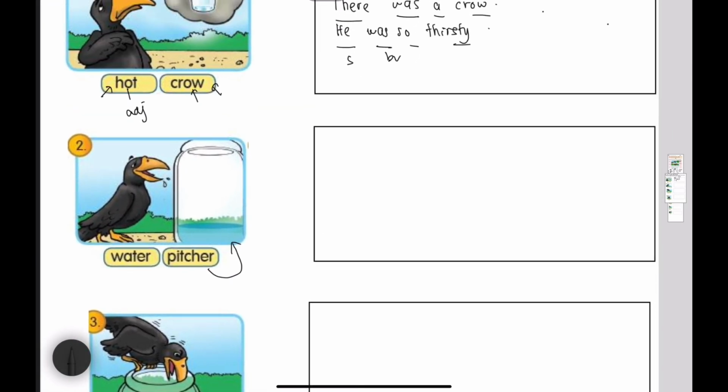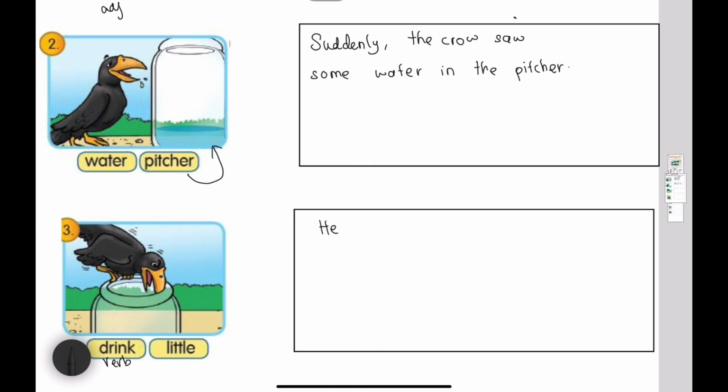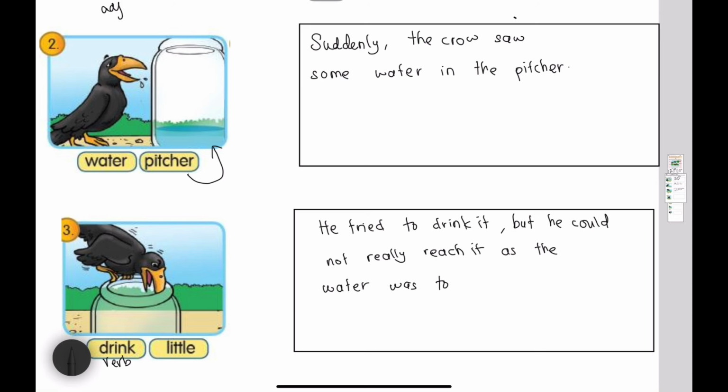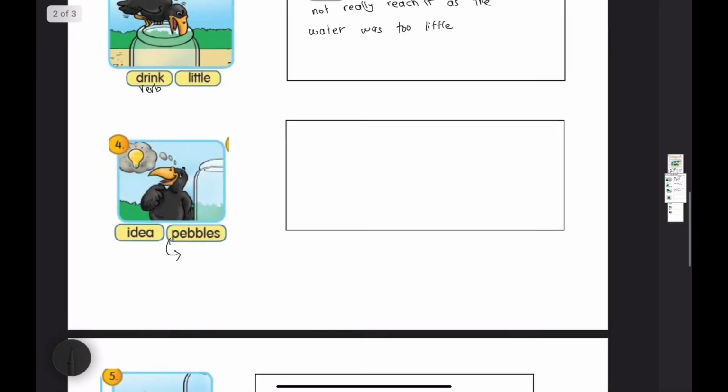And then we have water. Okay, so I'm going to help you for number 2 and number 3, but number 4, 5, 6 and 7, you can do it on your own. But for number 2 and number 3, if you have some other ideas, yes, you can use your own ideas. You don't have to use mine. Suddenly, the crow saw some water in the pitcher. He tried to drink it, but he could not really reach it, as the water was too little.